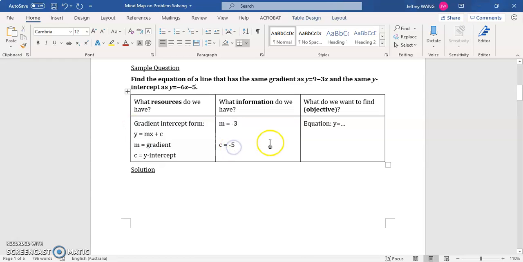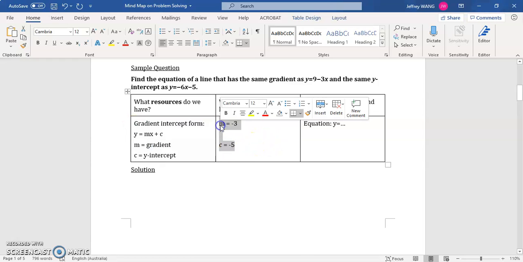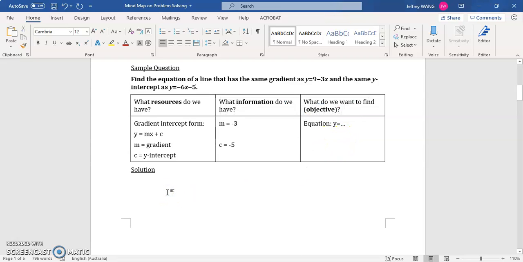Now, if we have the gradient-intercept form, we have incorporated this information. We just take away the key message we have, and we know we're finding the equation. Now it's easy. We just say y is equal to mx plus c, and we know m is negative 3, c is negative 5. Easy as that. y is going to be equal to negative 3x, then minus 5. And that's the solution of the question.